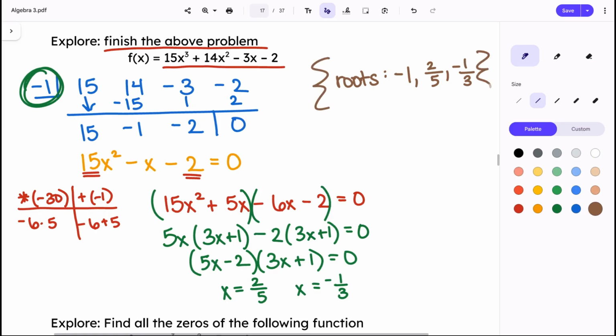There's my roots. And I'm not going to be so worried about order. If you guys have them out of order, I usually put them in smallest to biggest, but I'm just going to care that they're all there. I want you guys to be able to find them, and then however you write them is good.